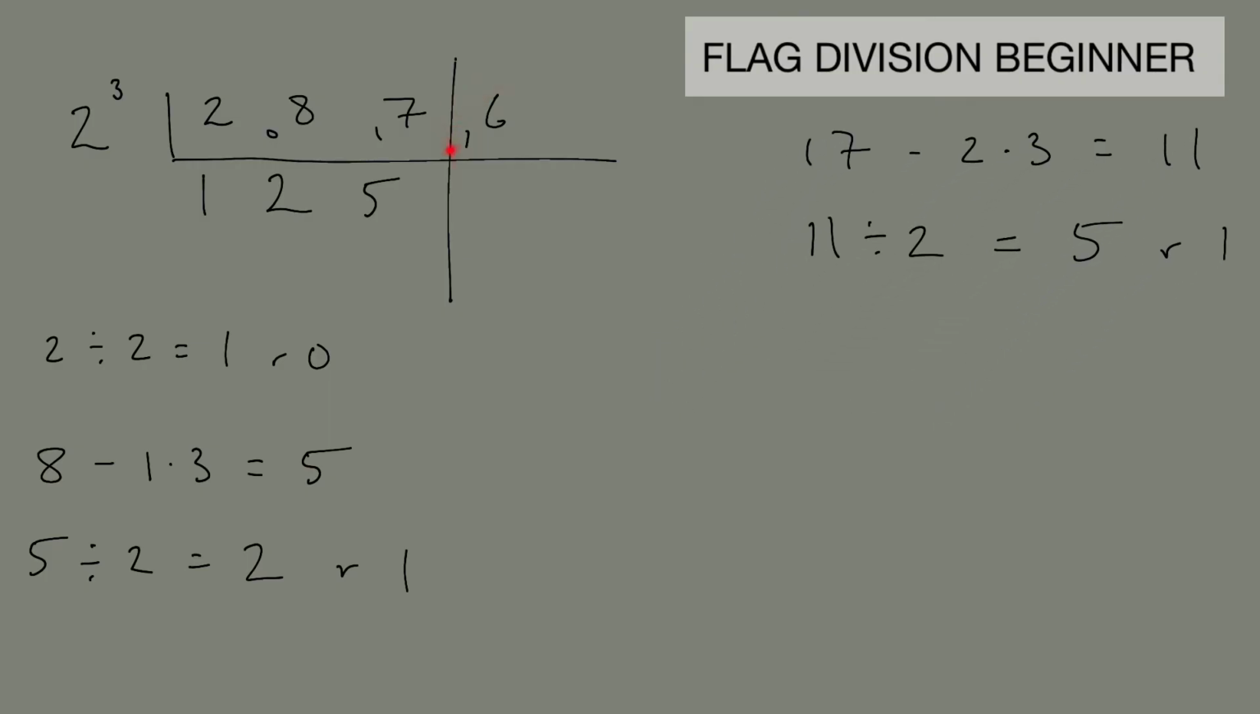Okay, next step, we're going to take 16 minus 5 times 3. That's 16 minus 15. 16 minus 15 gives us 1. So we did 16 minus 5 times 3, we get the number 1. So now we're going to take 1 and divide it by 2. 1 divided by 2 is 0 with 1 left over. That's right, 0 with 1 left over.